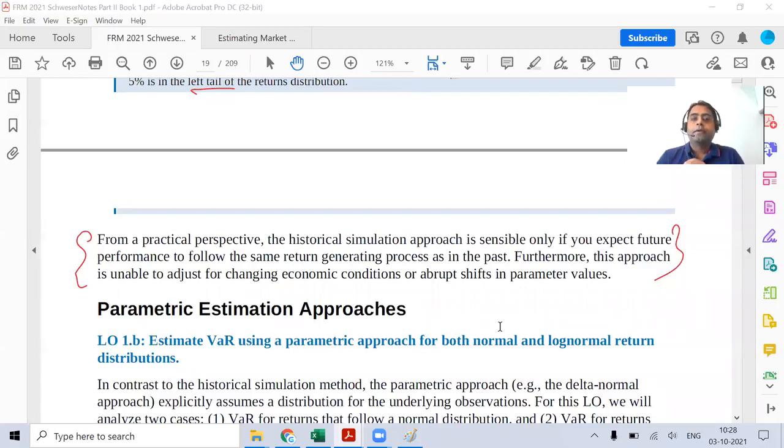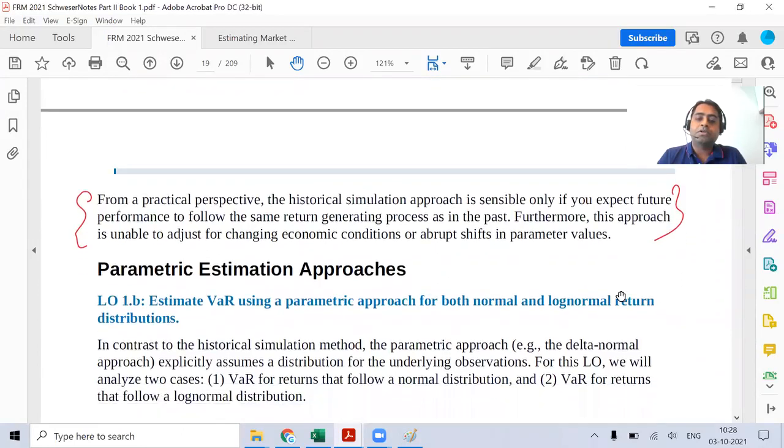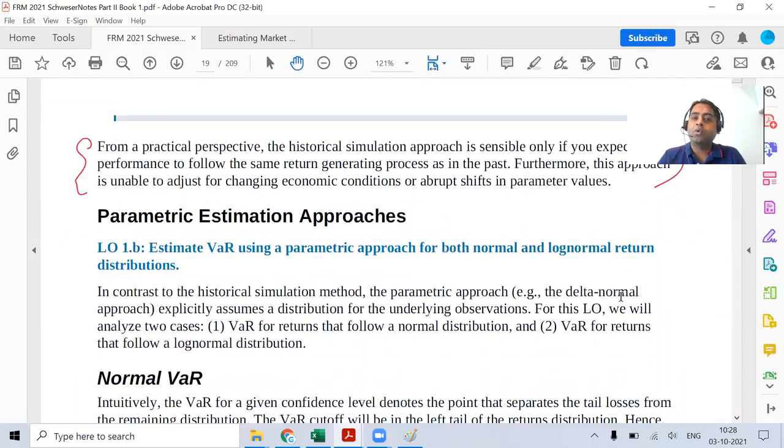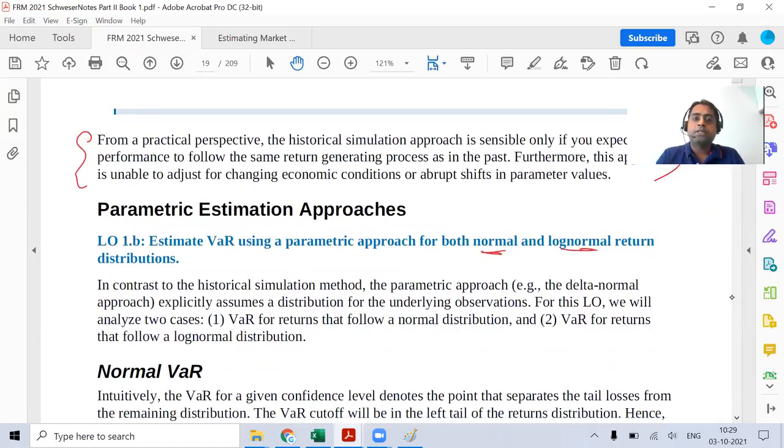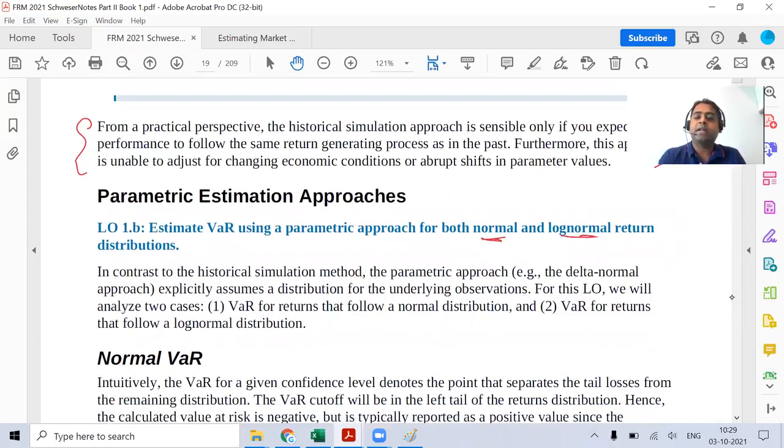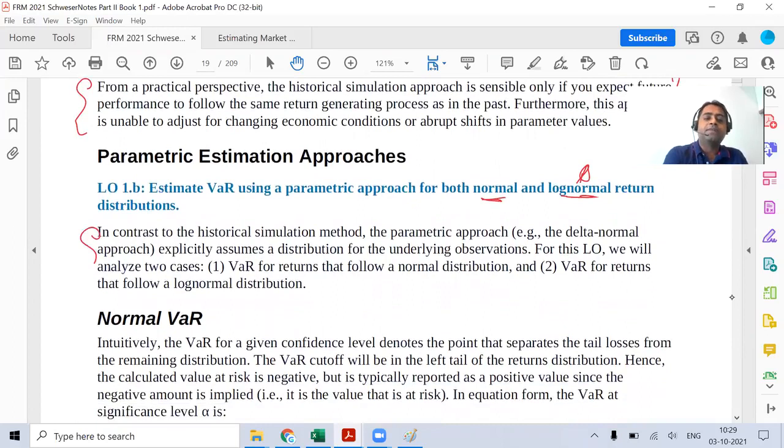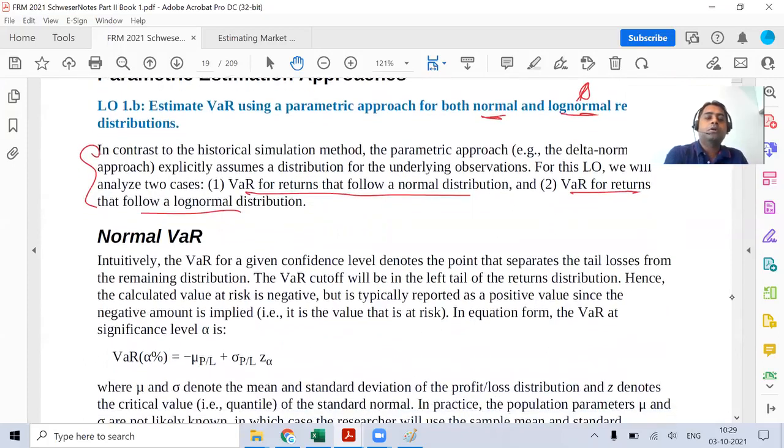All good? I'm going to move towards the parametric estimation approach. Now, in this parametric estimation approach, we are going to be finding VAR in two different ways. The first way is known to us, which is the normal method, delta normal VAR. And the second is a new formula, which we have not seen in level 1, which is log normal return. Generally, there are more chances that they might ask you on a log normal return basis calculation. If you read this first paragraph, they are talking about finding the VAR when the underlying data follows a normal distribution, or finding the VAR when the returns follow a log normal distribution. So first we're going to be entering into the normal VAR.